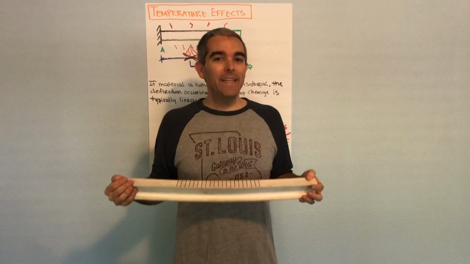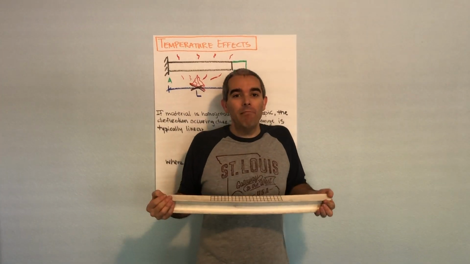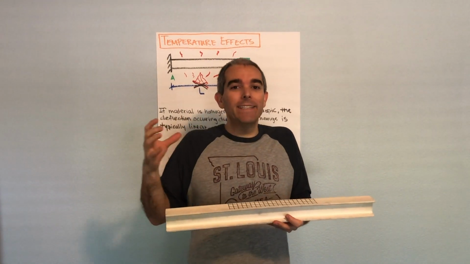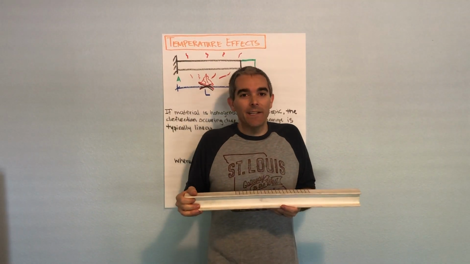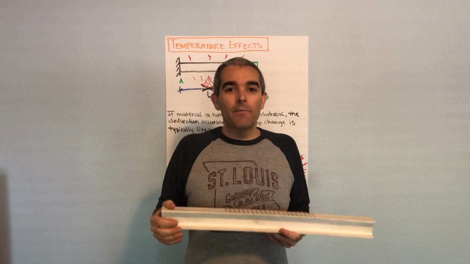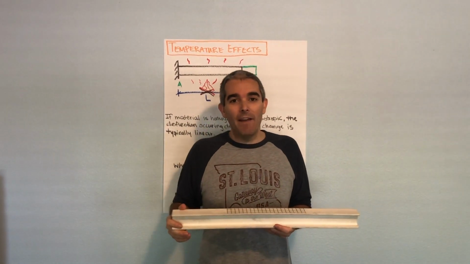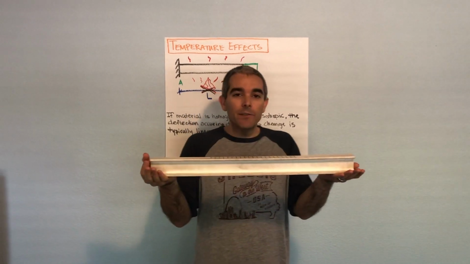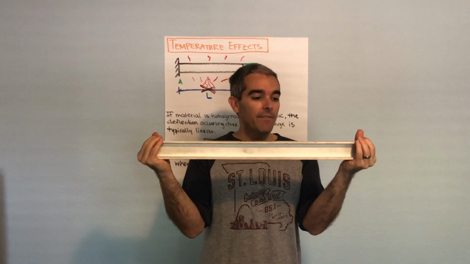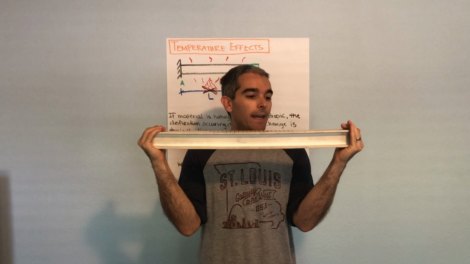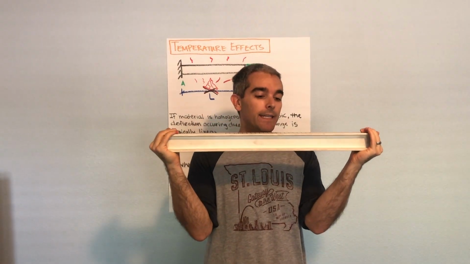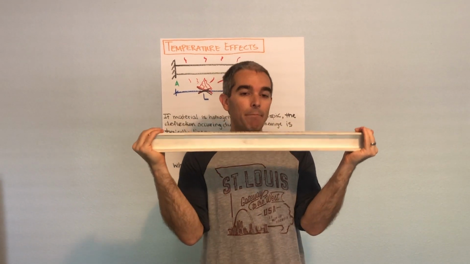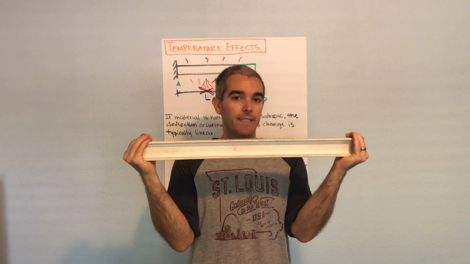Hopefully you agree with me that this is a very real problem, especially since I live in Texas, where we have big temperature changes in a single day. It's not unheard of for us to change 50 degrees Fahrenheit in one afternoon. So what would that do to our beam if we started in a very cold state, and then as the sun came out and heated the bridge up, it increased in temperature by 50 degrees?